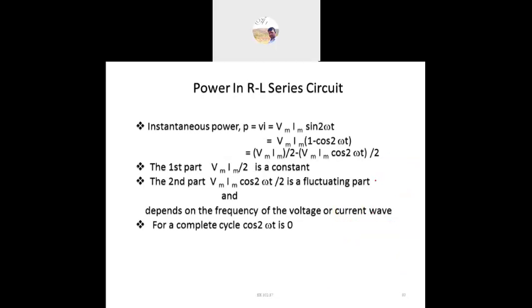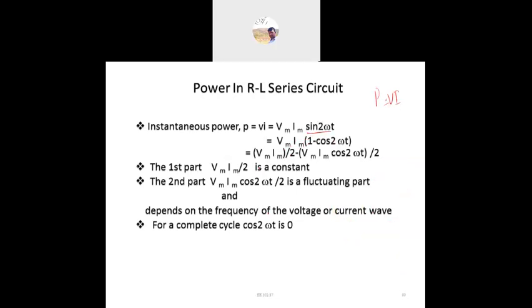So let's talk about the power in an RL series circuit. For instantaneous values, P is equal to VI. Power in the circuit is voltage and current multiplied. So Vm Im sin omega t, combining the 2 omega t, we simplify that to 1 minus cos 2 omega t. Multiplying by Vm Im by 2, we get the two parts.